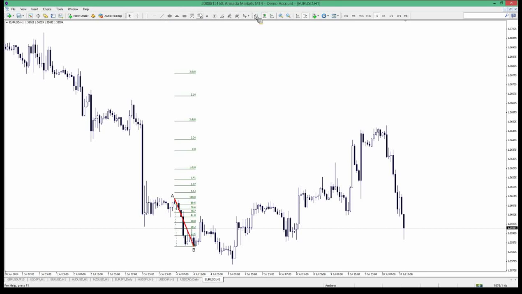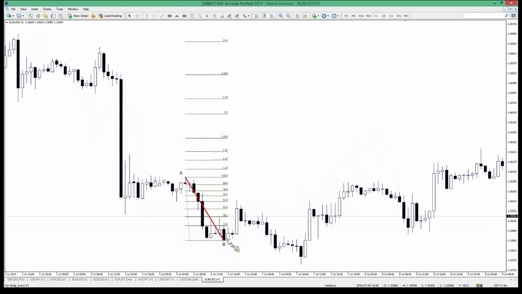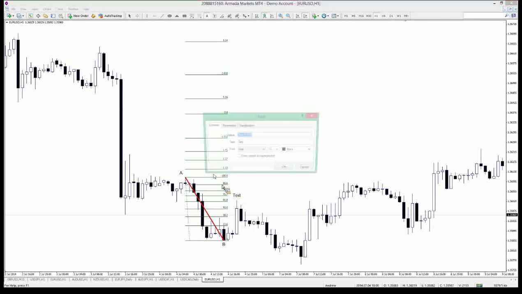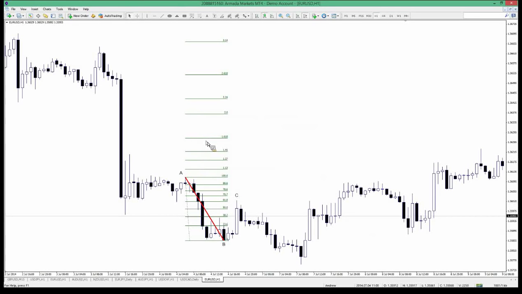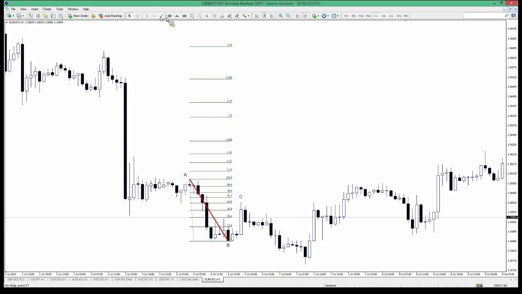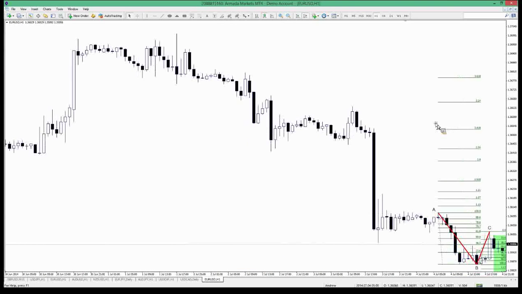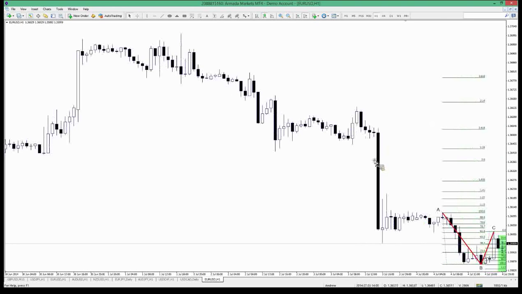Now once we start getting the pullback, we can draw a fib tool. I'll mark this up here. This is point C. So A, B, and B to C up here. We take a fib tool and draw from B up to C. You'll see this 1618 area. And remember, we're doing this before all this has happened, before the right side of the chart has occurred. So we're doing it when it's somewhere here, or even once it's pulled back.